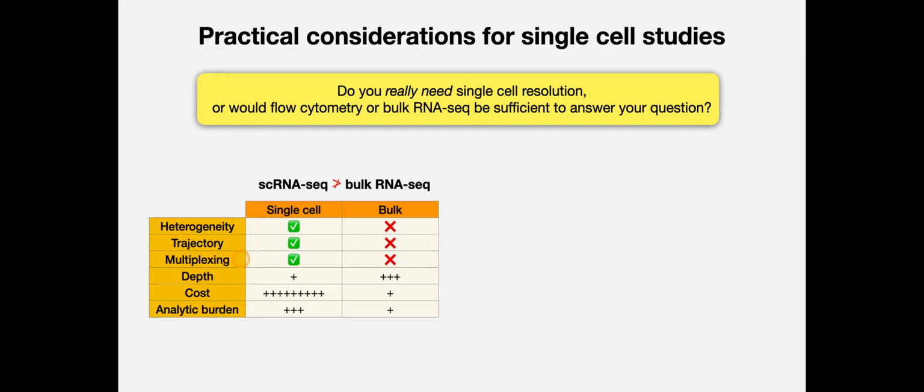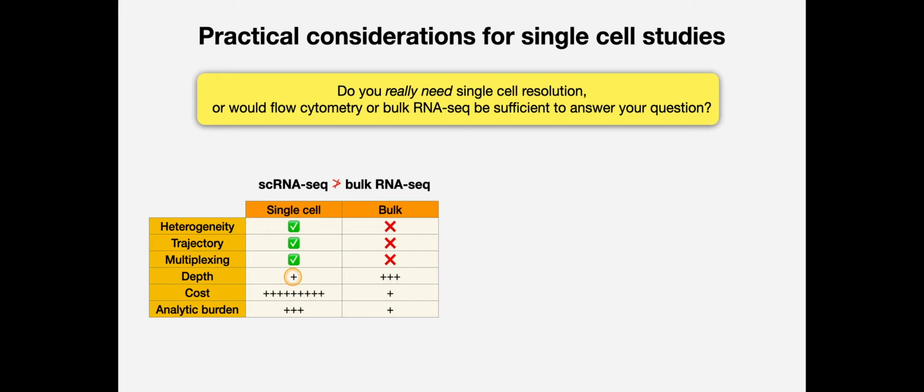If you care about multiplexing, as we saw in the last part of the lecture, single cell lets you pair multiple different assays all at a single cell level, whereas we really can't do that with bulk. And so this might lead you to believe that single cell is greater than bulk, but there are some important advantages that bulk has.